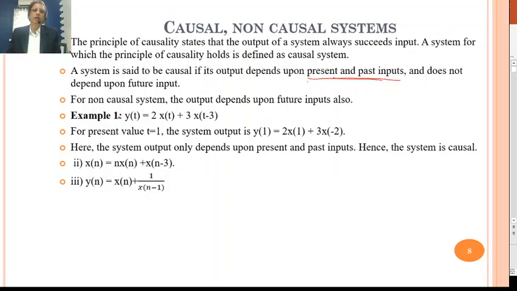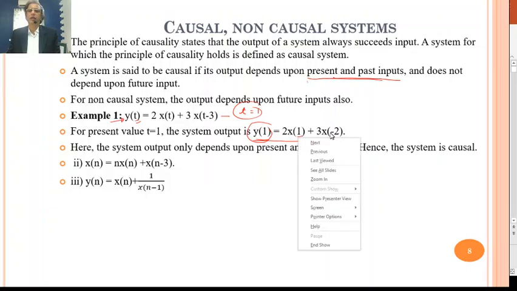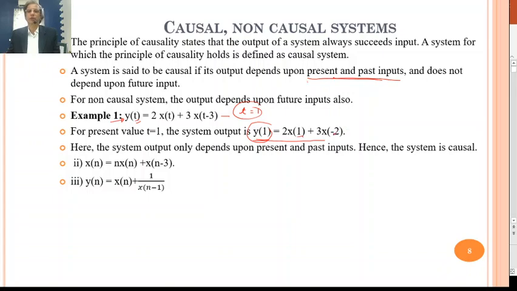Now here we have taken one example. Determine whether the given system is a causal system or a non-causal system. Now if we substitute t = 1 in this equation, then we get this equation, and this t = 1 is the present value, y of 1. Meaning at t = 1, the output depends on x(1), the present value, and x of minus 2, the past value. As the output depends on the present value and the past value, the system is a causal system.